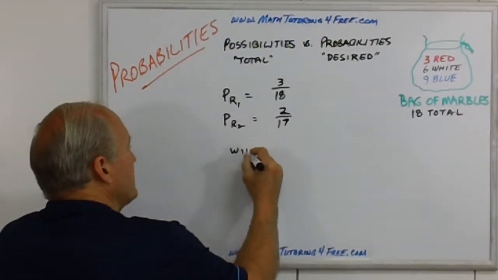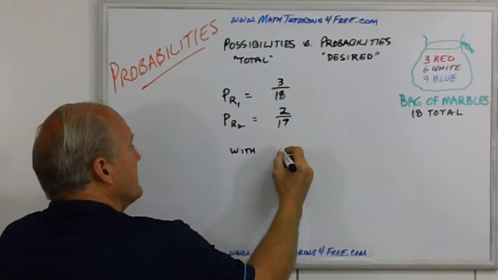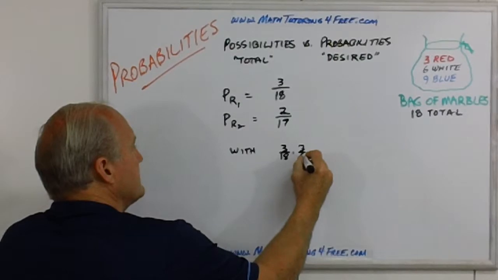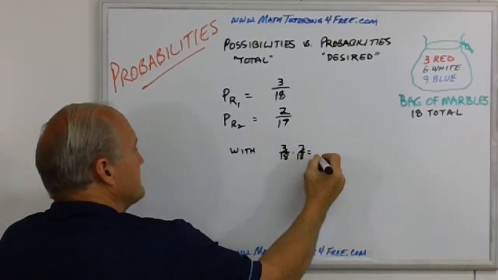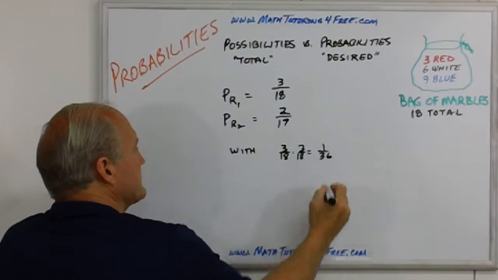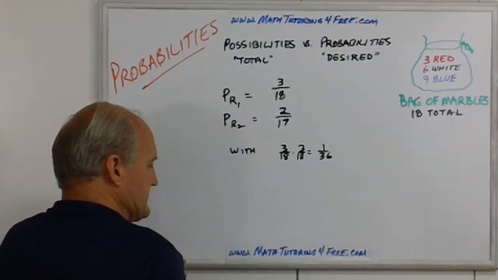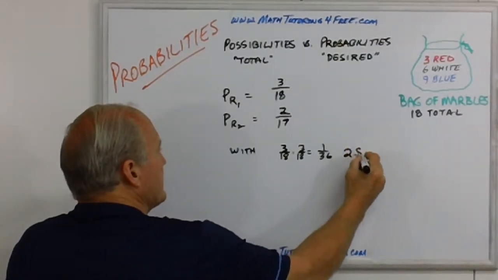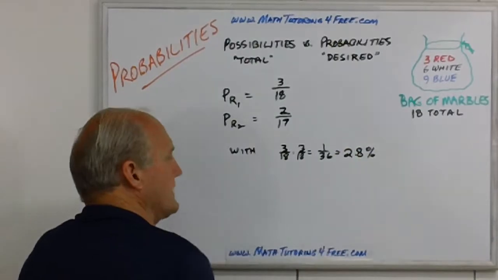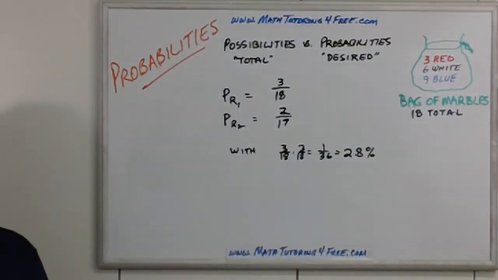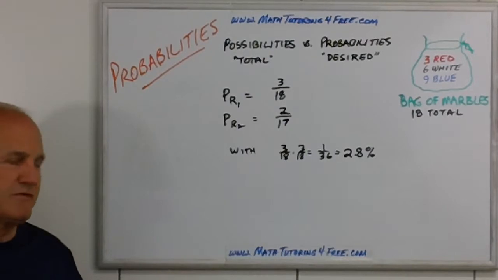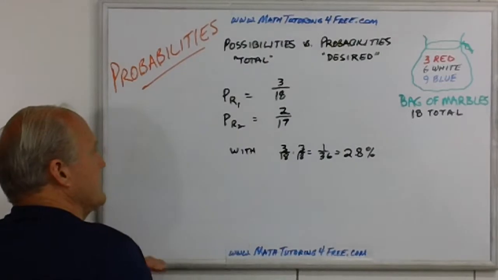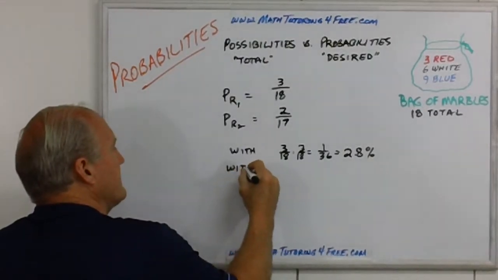With replacement, then we have 3/18 times 3/18, which we reduce both of those to 1/6. We end up with 1 over 36. We divide 36 into 1, and I think we get about 2.8%. Okay, another way of expressing probabilities is percentages. We just convert the fraction to a percentage.